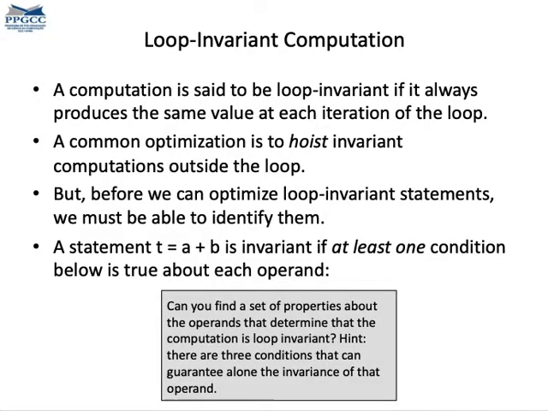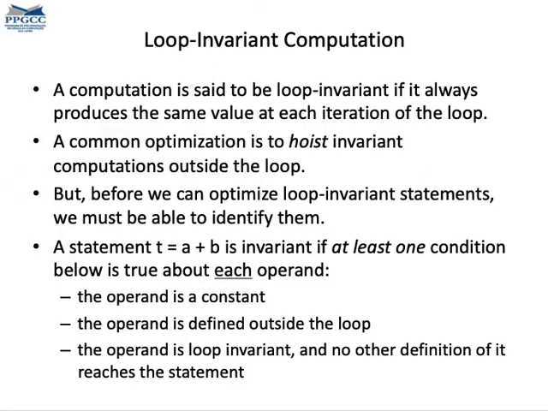The first optimization is to hoist invariant code outside loops. Invariant code is code that never changes. It always yields the same value. So if we have an expression like t equals a plus b, when is it invariant? Would you like to think about it? In other words, when t equals a plus b always produces the same value in variable t.